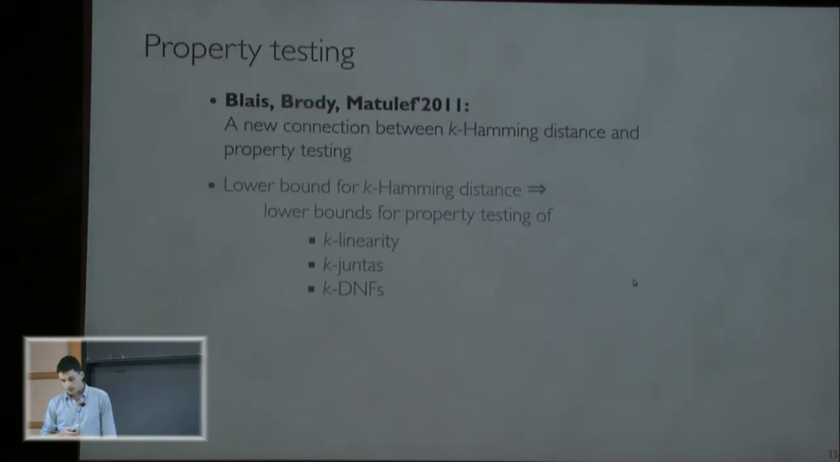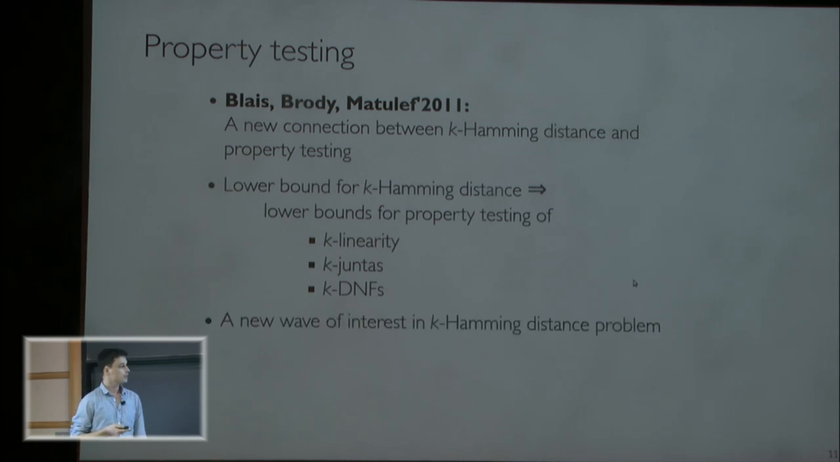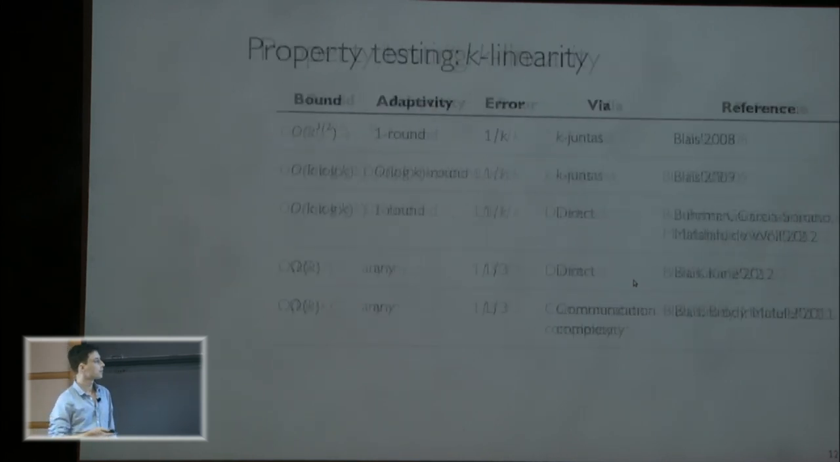So in 2011, Blais, Brody, and Matulef established a connection between the k-Hamming distance problem and property testing. In particular, they show that if one can prove a lower bound for k-Hamming distance, we automatically get lower bounds for k-linearity, k-juntas, k-DNFs, and even more problems that people studied a lot in the property testing world. So this naturally brought in a new interest in the k-Hamming distance problem.